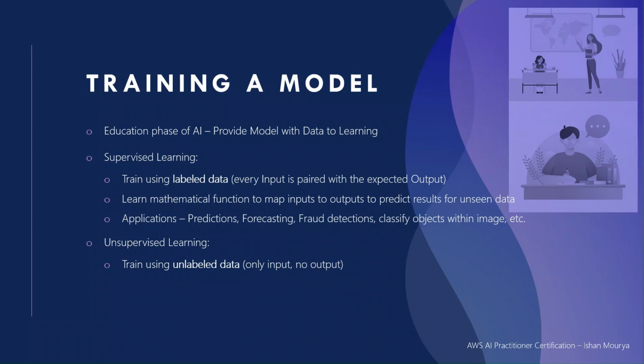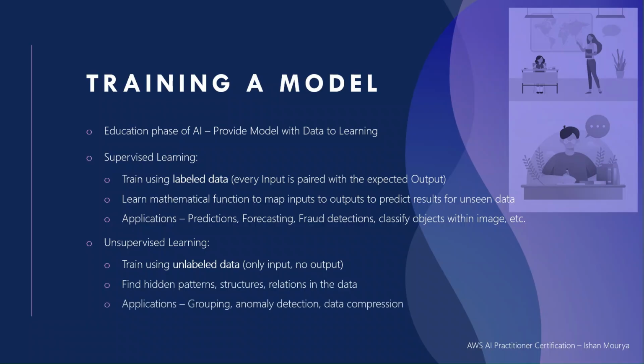This unsupervised learning has some specific use cases, so let's see about that. In unsupervised learning, the model can do things like finding hidden patterns, structures, or relations within the data. The applications you can think of are like grouping. Grouping is like you have a lot of images or a lot of reviews and you have to group similar reviews together or similar images together, right? Or anomaly detection.